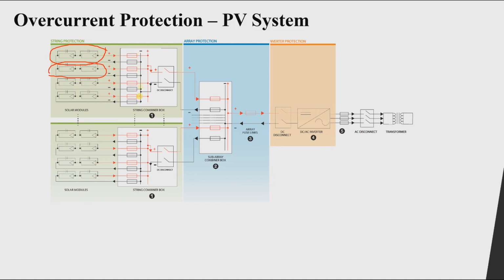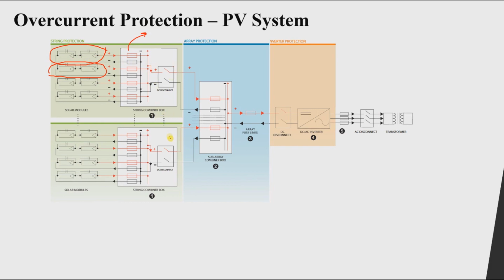These strings are combined together using something which we call a string combiner box. What is the function of this component here? Its function is to combine all of the strings into two terminals, positive and negative. Now, as you can see in this figure, you can see these small rectangles, red, black, red, black. What is this representing? This represents the protective fuse for protection of the string and cables.